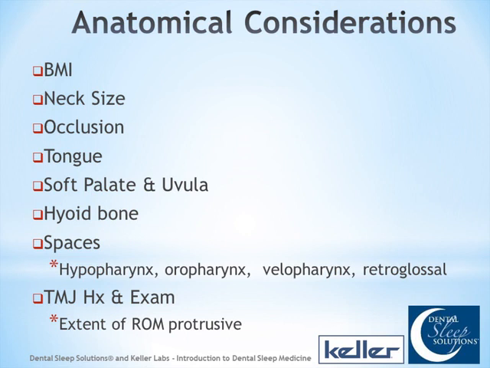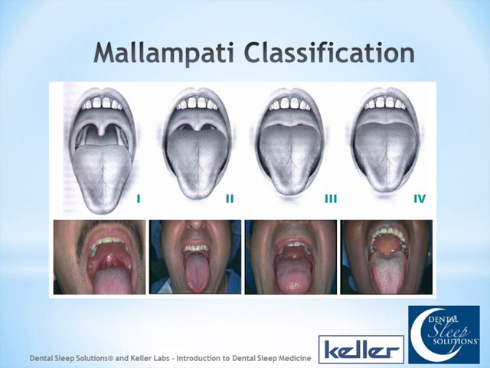The next slide, we talk about the Mallampati classification, and that is a scale that was developed and is used by anesthesiologists to assess the ease of intubation when they want to intubate someone and put them to sleep. And basically, as you can see with the pictures there, they just open their mouth and stick their tongue out.